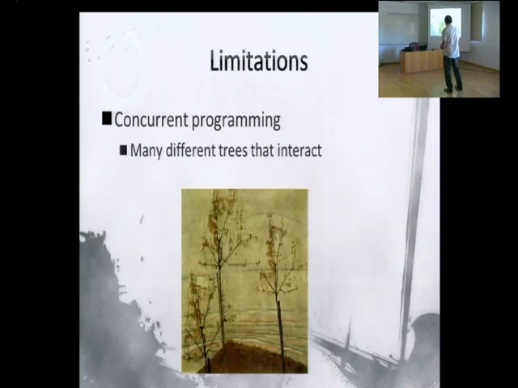Okay, this is one of the limitations. The other limitation is related to concurrent programming. If you have several threads that maybe interact, it's very difficult to obtain a single tree. You have several threads, each one could be a computation tree, and it's very difficult to have the view of a whole component, and you have a forest, in fact.